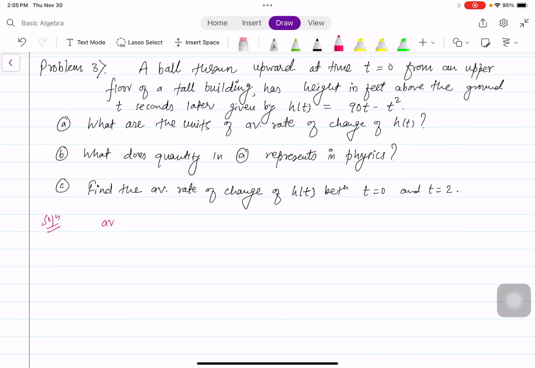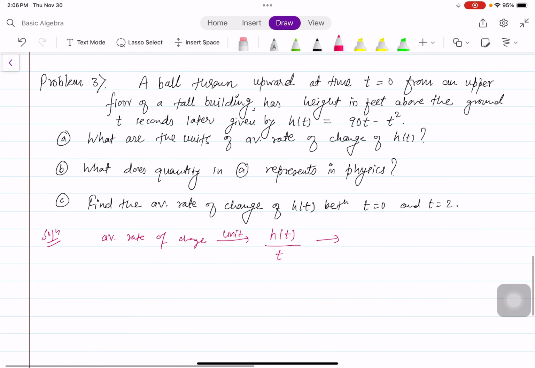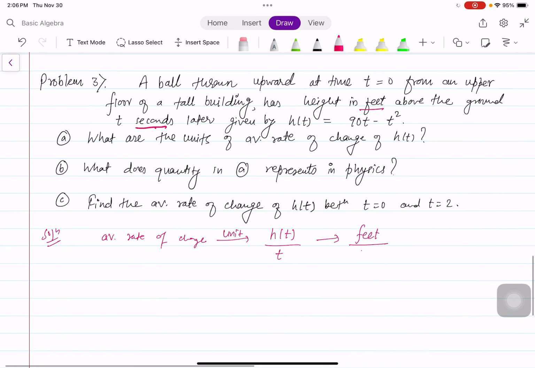So to find the unit of average rate of change, how do we find it? Unit of output, unit of h of t, over unit of input. So this is how we find the unit. What is h of t measured in? h of t represents height here, which is measured in feet. So I will write feet here over, and t is measured in seconds. Here is seconds, here is feet. So this is feet per second. So this is the unit, and this is number A.